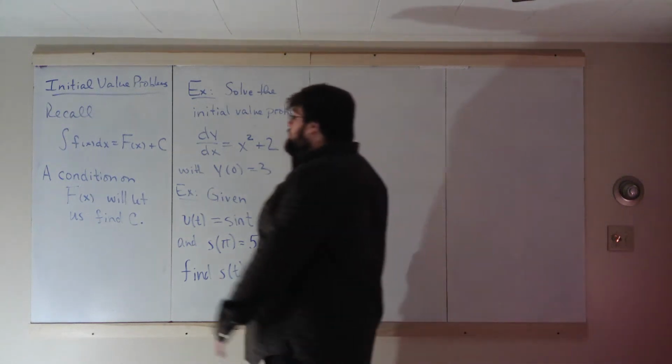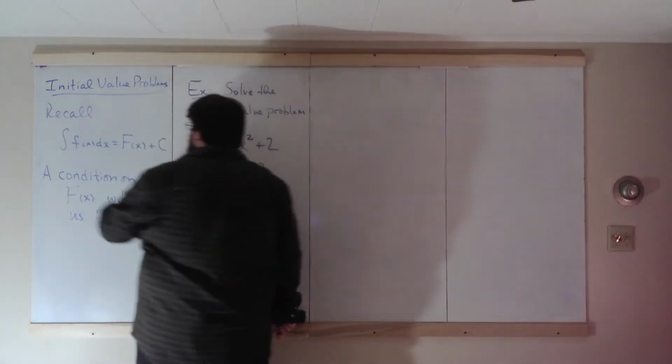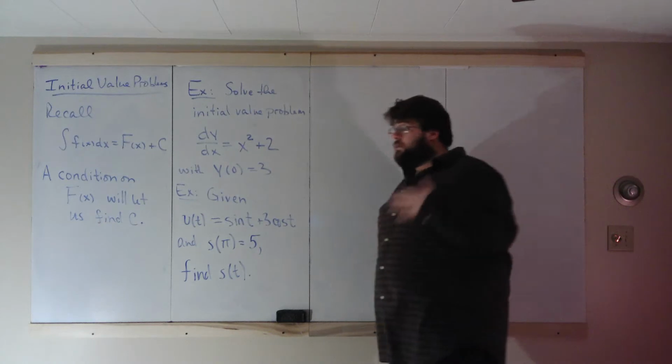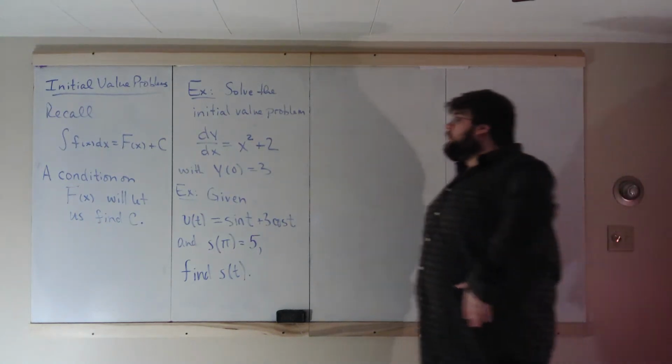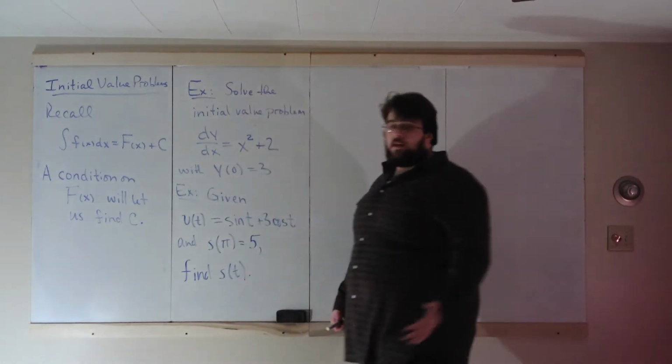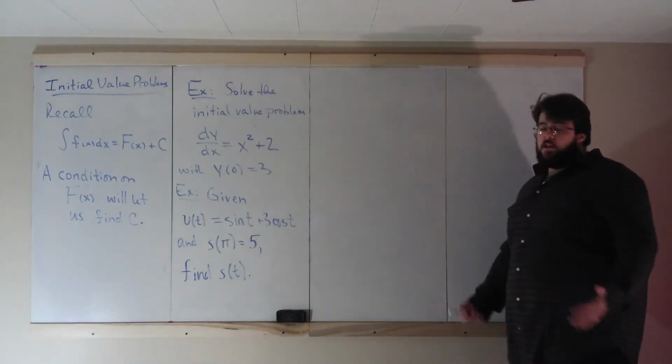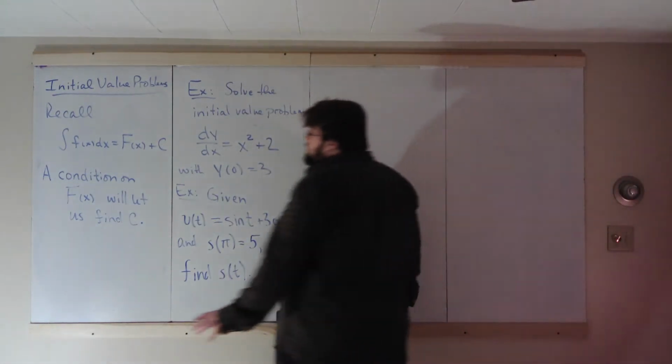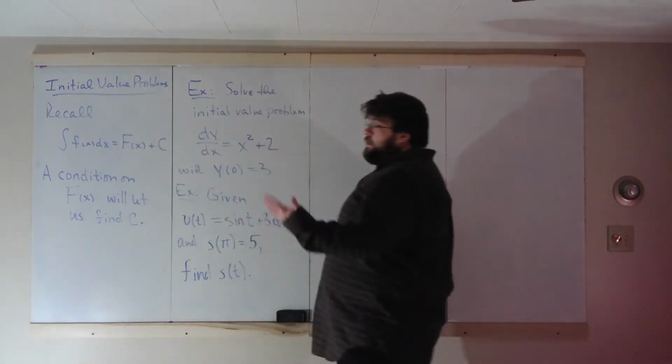Now, if we had a condition on the antiderivative, that would allow us to find c. And that's what we're doing here. A condition on the antiderivative will let us find c. And we call this an initial value problem because this condition is known as an initial value.